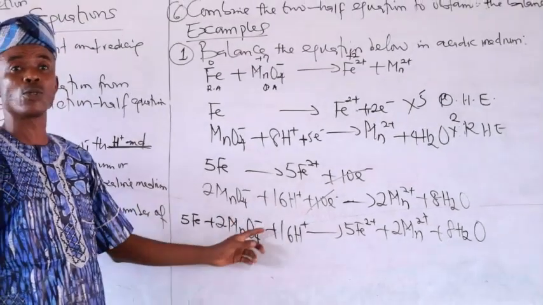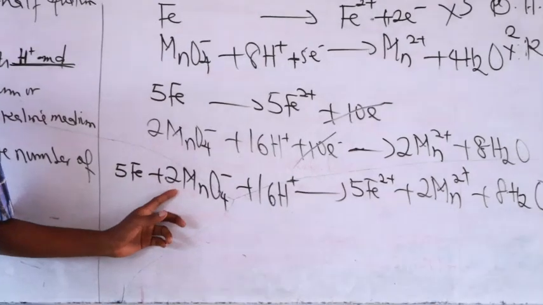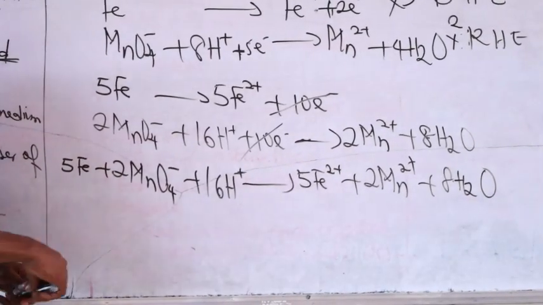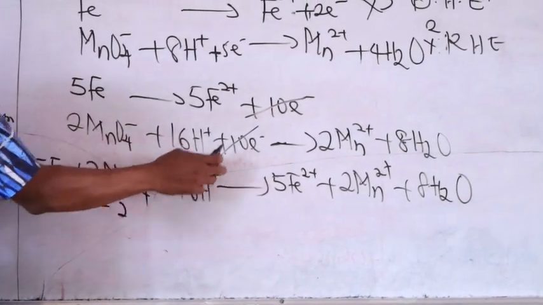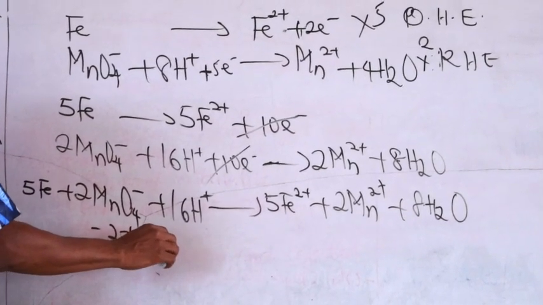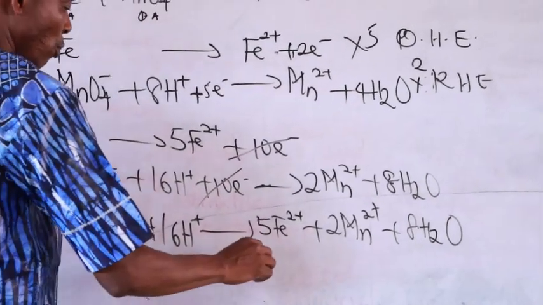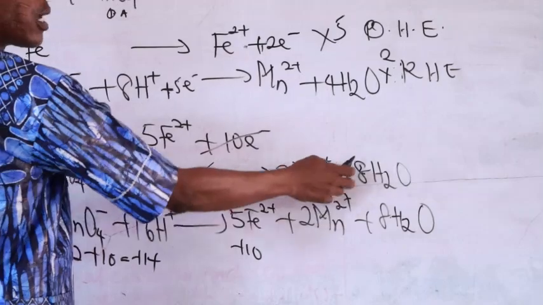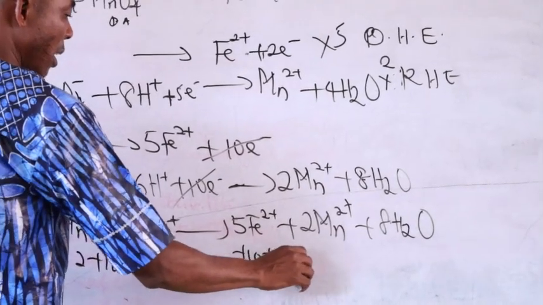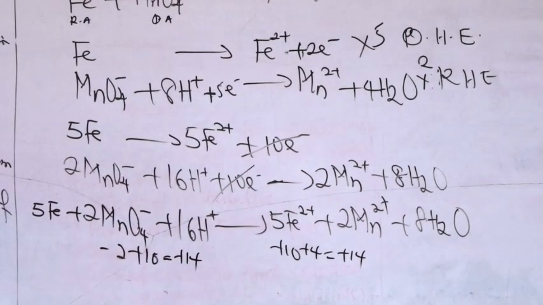This is 2 minus 1, and you have minus 1 here times 2. That is minus 2. We have minus 2 here. 16 times plus 1, this is plus 10. And that will give us what? Plus 14. 5 times plus 2, plus 10. 2 times plus 2, plus 4. And that is what? Plus 14. That means the equation is balanced.